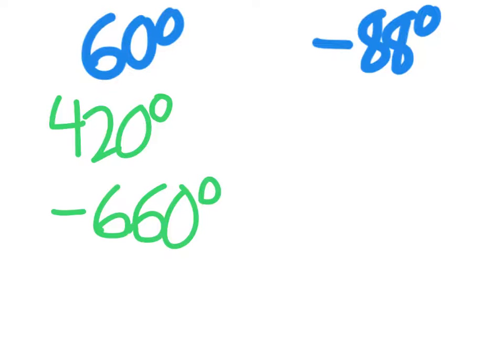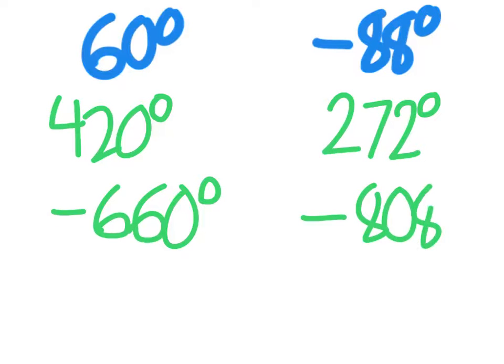For negative 88 degrees, if you wanted to find a positive one, you would do negative 88 degrees plus 360, which would get you 272. And if you wanted to do two rotations in the negative direction, if you want to find a coterminal angle there, you would do negative 88 degrees minus 360 times 2, which would get you negative 808 degrees.